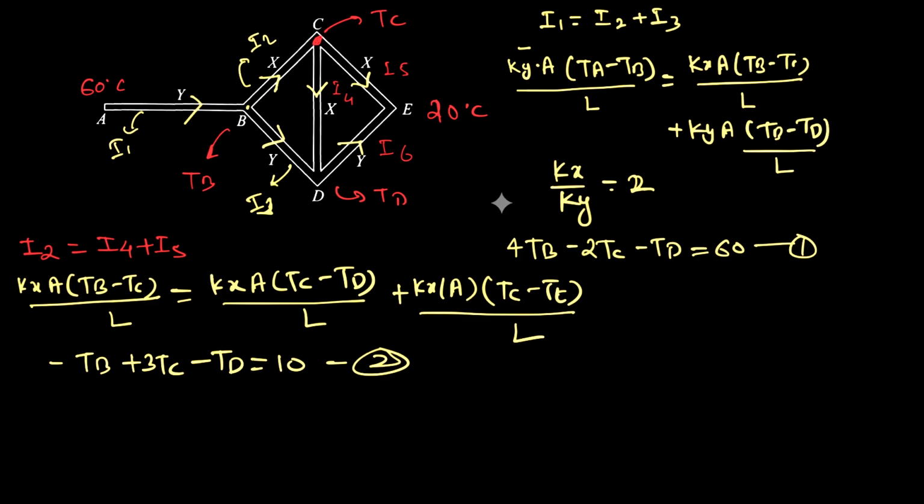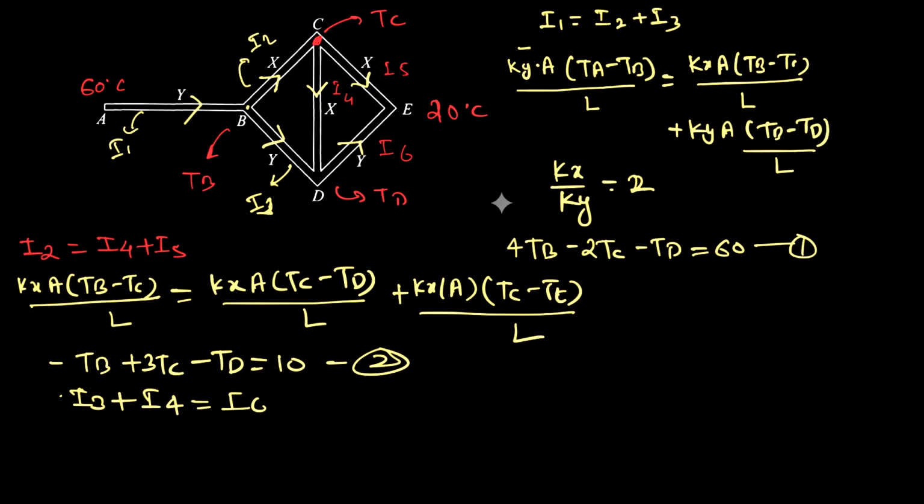Now look at junction D. This is the junction D. At junction D, you can see this current is incoming, and this current is outgoing. So what is the incoming current? I3, and from this one it's I4, and from this one it's I6. So what I can write is I3 plus I4 should be equal to I6.